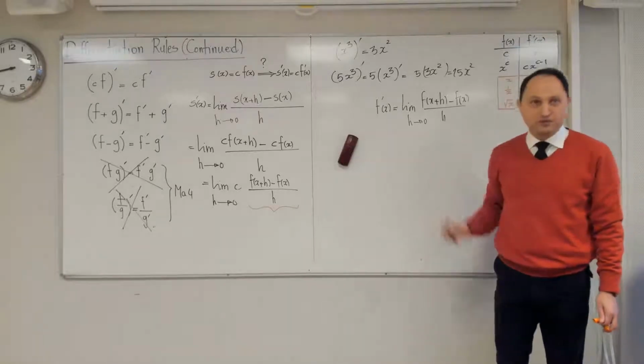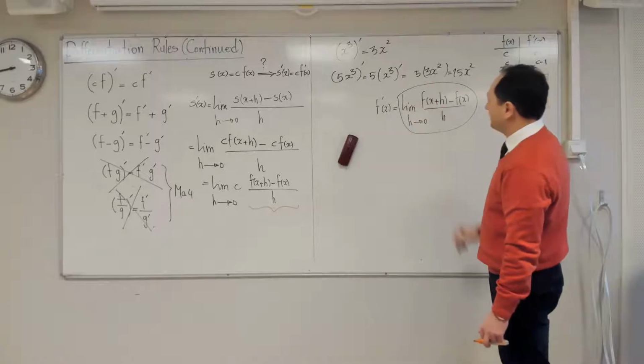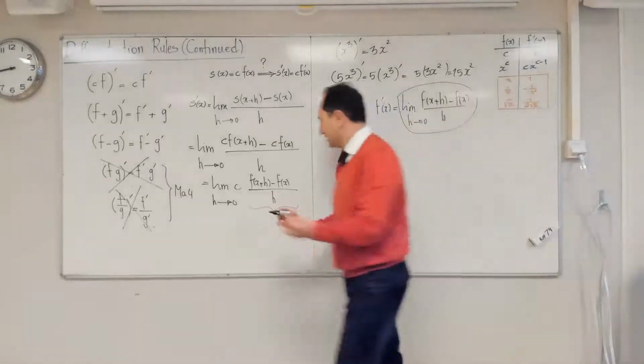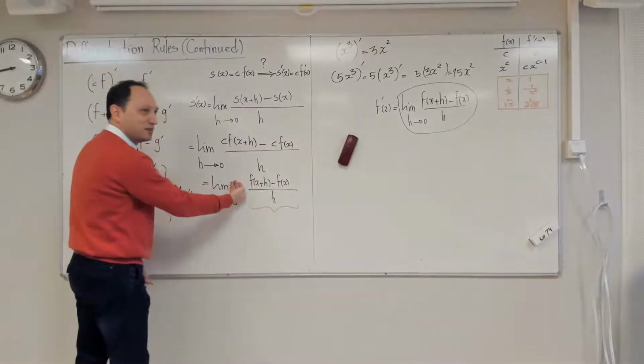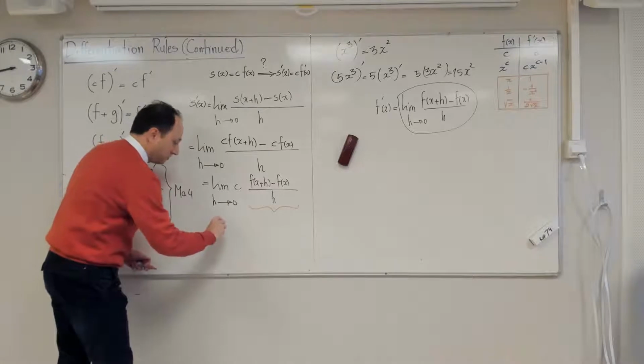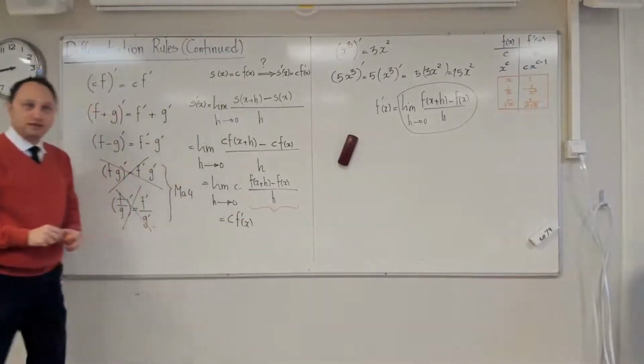Yes, it is f prime of x. Isn't it clear? I have written it here for you, yes? This limit is equal to f prime of x. So this limit is f prime of x, and then I have a constant c multiplied by that. So it becomes c f prime of x. Yes?